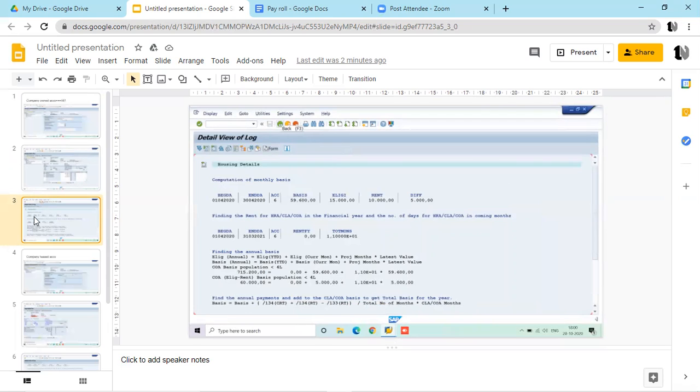So this is what I was expecting from you, and you have done it very nicely. I'm happy. So now, depending upon the annual basis, your calculation is happening. COA basis, population less than 4 lakh, because you have taken other cities, right? Yes, sir. You could have tried the other options as well. It will not take much time. If you take the other options, this calculation will vary.